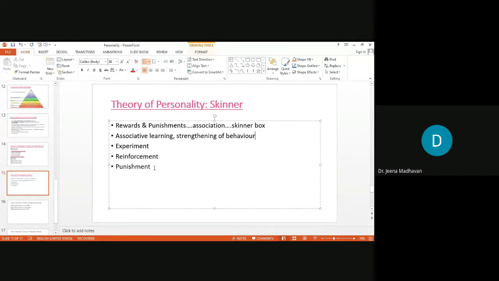Punishment is the... you can write the definition: punishment is the presentation of an adverse event or outcome that causes a decrease in the behavior. That causes a decrease in the behavior.